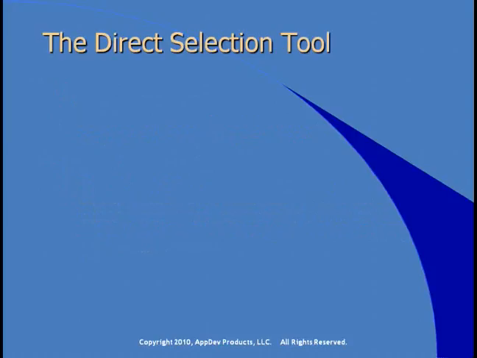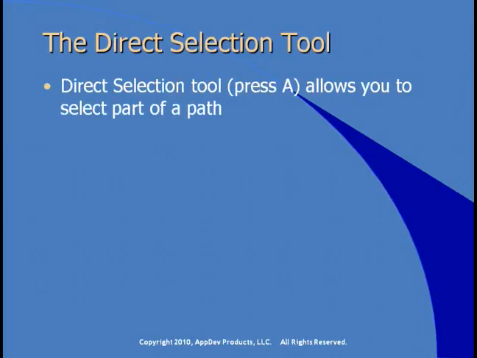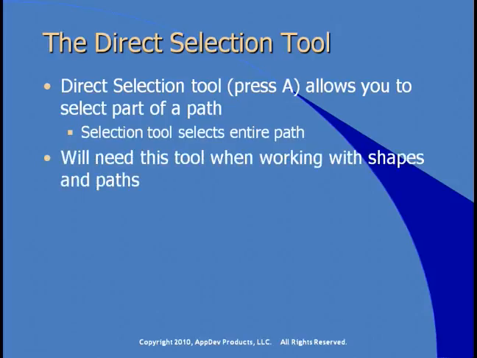The direct selection tool you get to by pressing A allows you to select part of a path or part of a composite object. You'll need this tool when we're working with shapes and paths. And it's important to remember that the selection tool that you get to by pressing V will select the entire object, not just a portion of it. So if you need to select something directly, you need to press A or choose the direct selection tool.